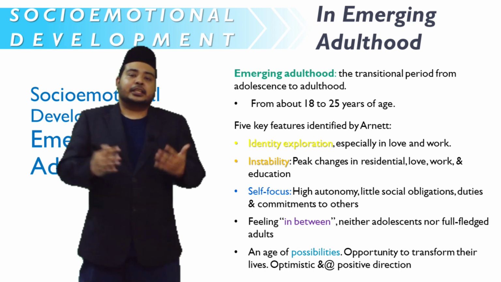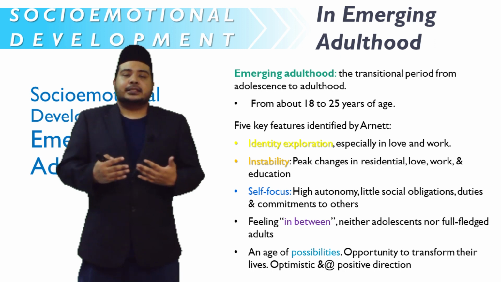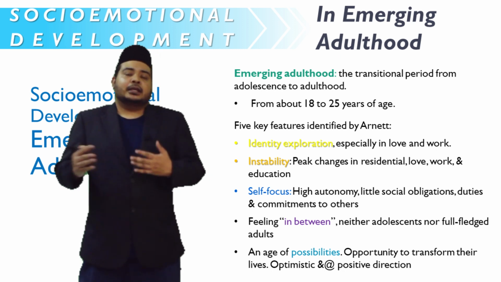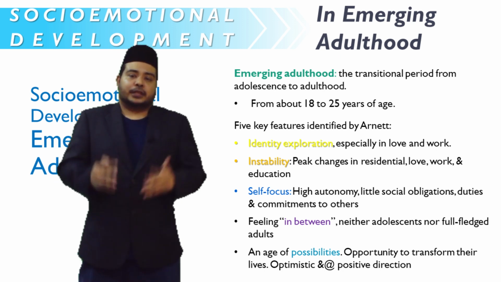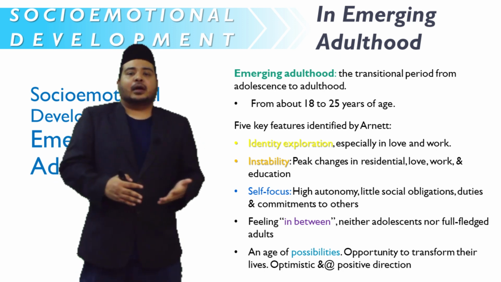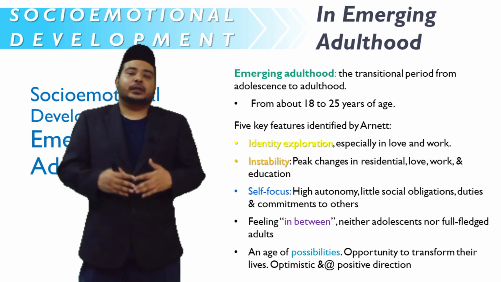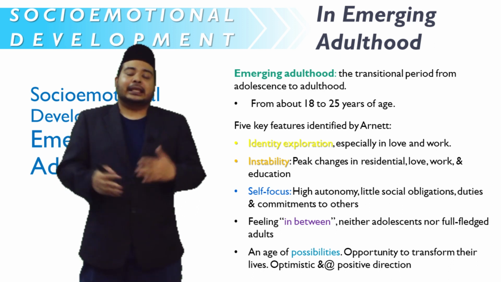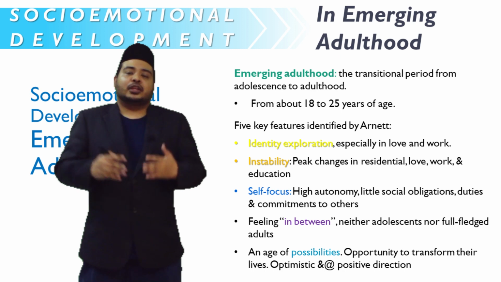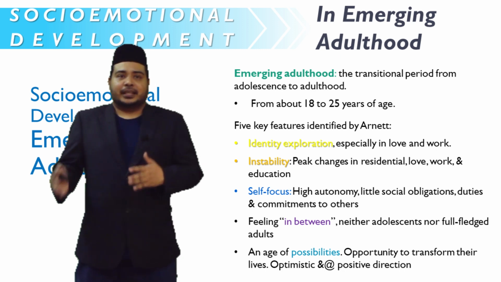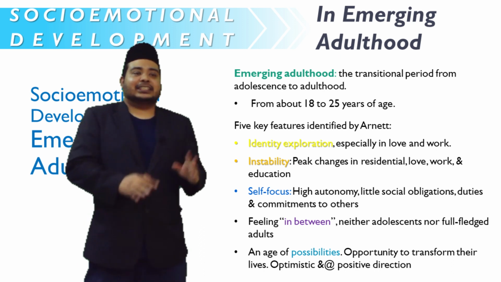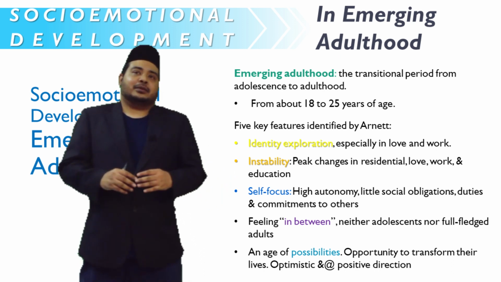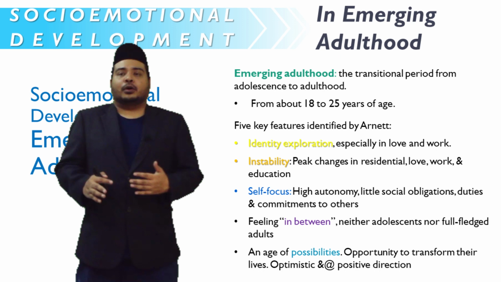Okay, another key feature is feeling in between. Okay, so this is the stage between 18 and 25 years of age when late adolescents or early adults think that they are basically neither adolescents nor full-fledged adults. Okay, so they cannot be happy-go-lucky like teenagers, or become so serious like adults.